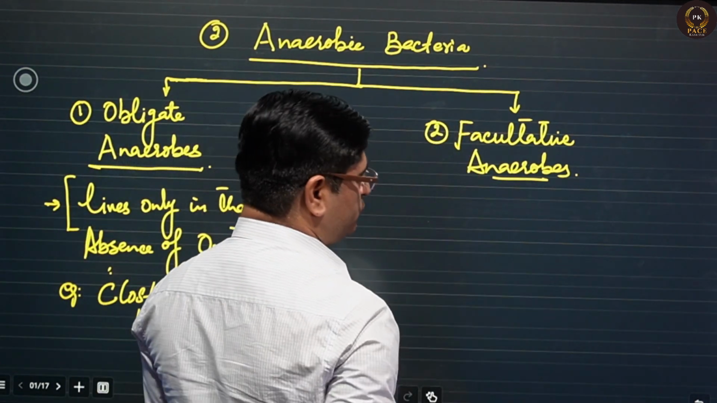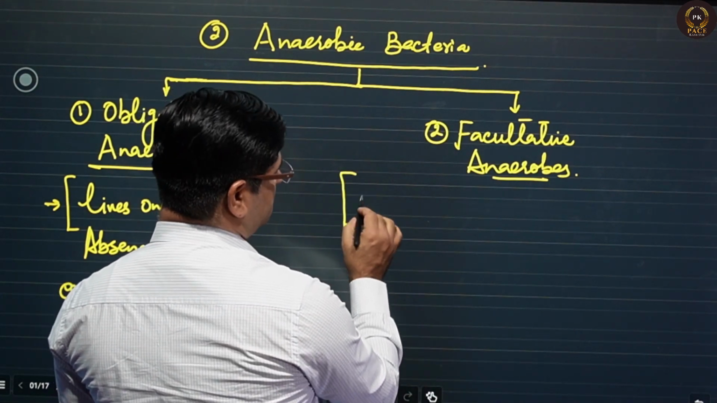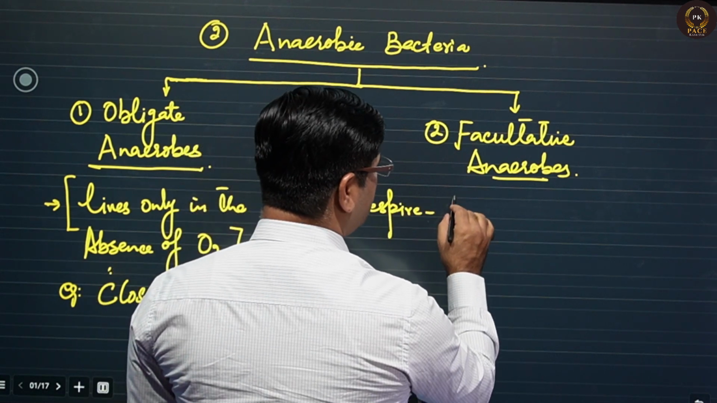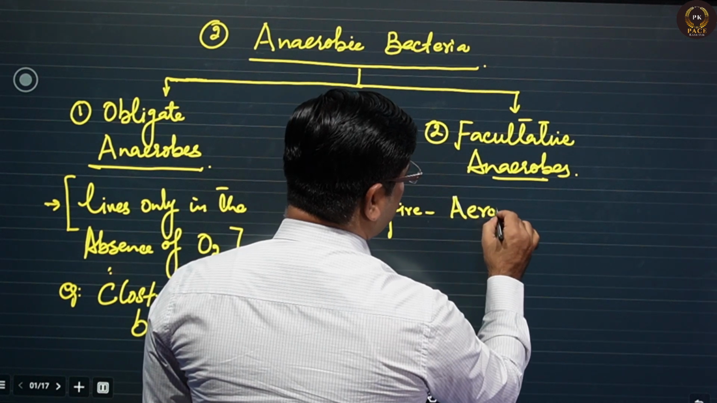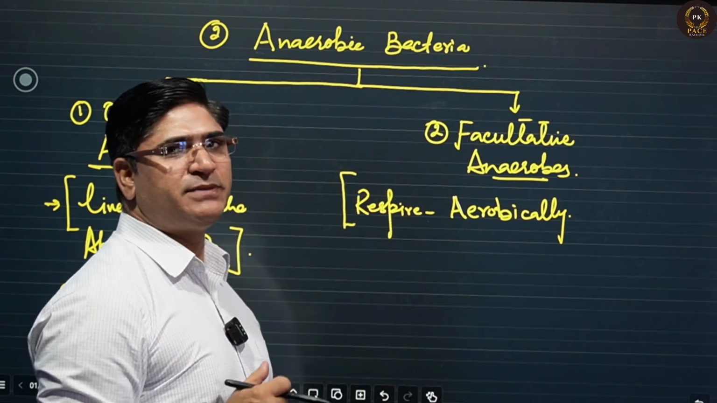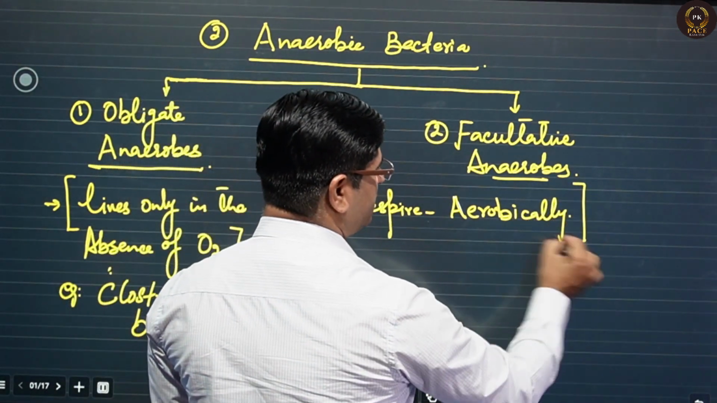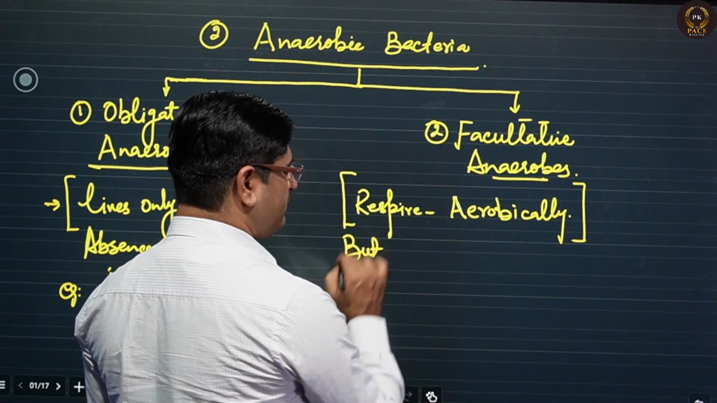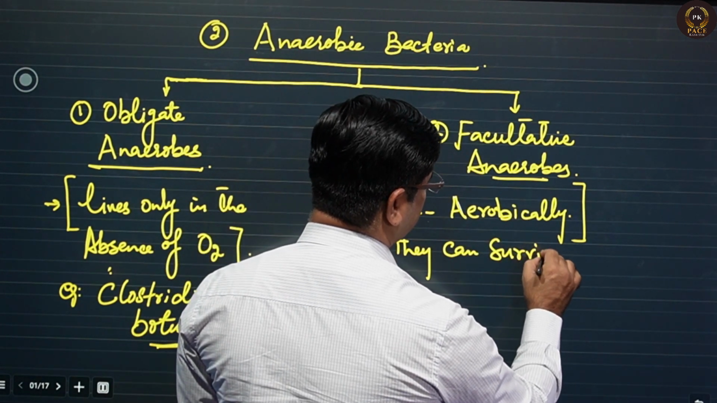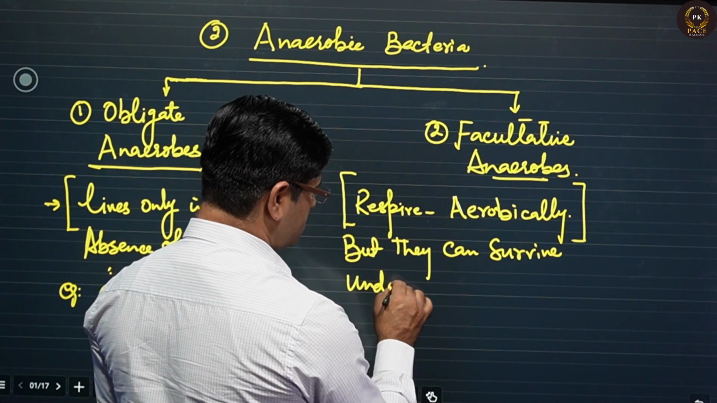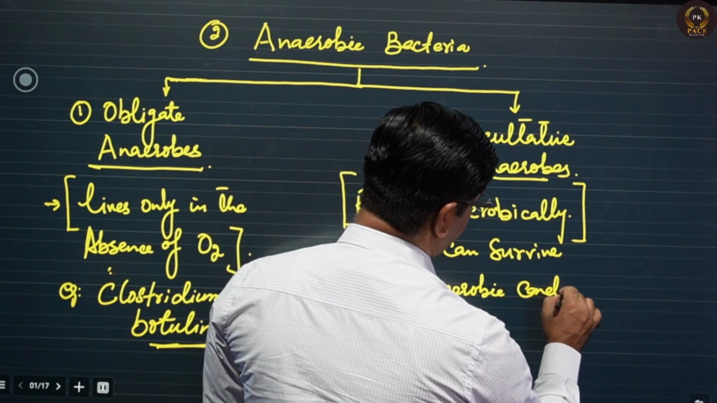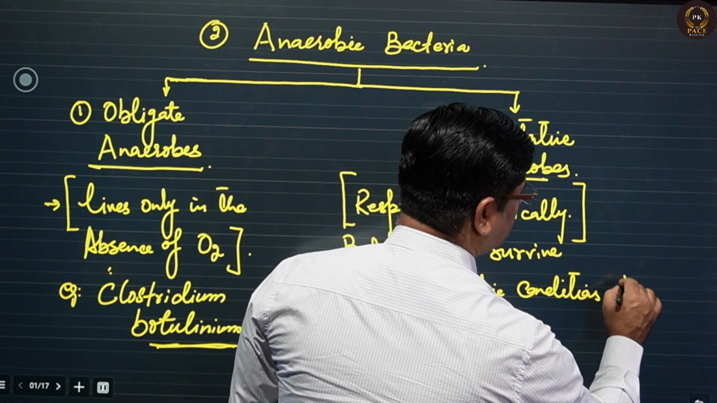Similarly, facultative anaerobes. These are bacteria which mainly respire aerobically. That means they mainly undergo aerobic respiration, but they can survive under anaerobic conditions. They can survive under anaerobic conditions also.